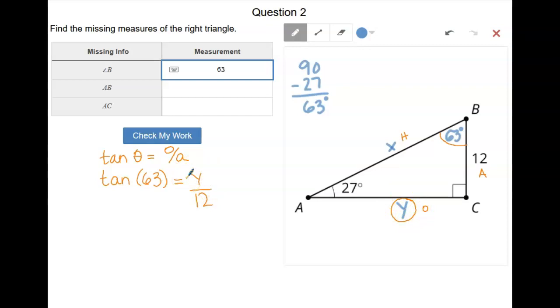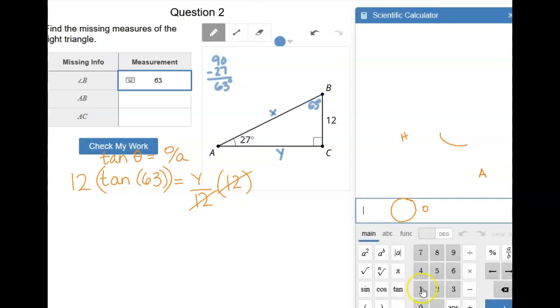So when I do tangent of 63, let's grab our calculator again. Actually, the first thing I'm going to do is multiply both of these sides by 12, because then I just have to do one step. I just have to do 12 times the tangent of 63. So grab our calculator. We can do 12 times the tangent of 63. And here's my answer right here. So 23.55, 23.6, somewhere in that general vicinity.